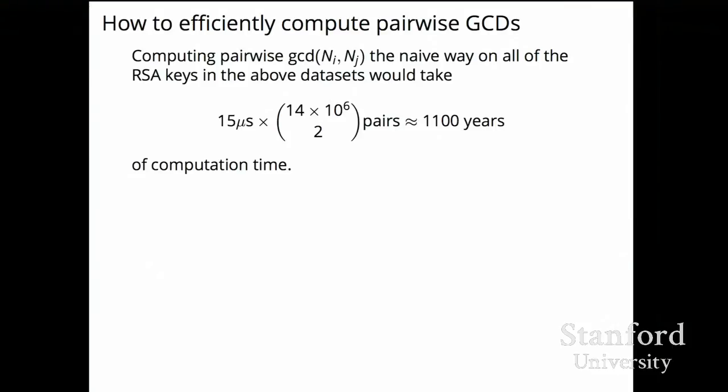This is a quadratic algorithm in the number of moduli that you have, and so you can estimate the amount of time it would take: naively 15 microseconds per computation, and with the total number of moduli, choose 2 pairs, that's 1100 years, which is totally not out of the question if you have a giant cluster. But I did this when I was a postdoc, and so I didn't have a giant cluster. So we had to be a little bit more clever.